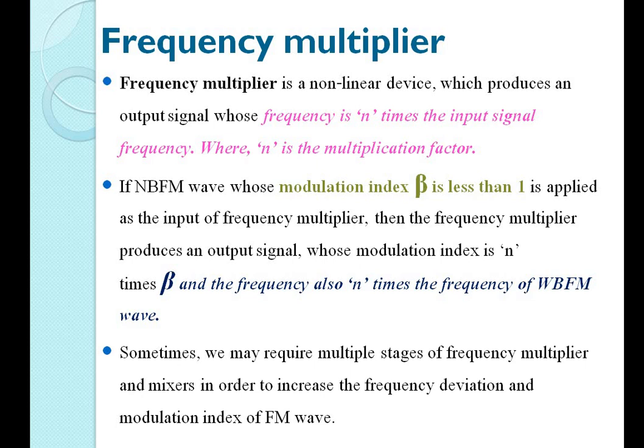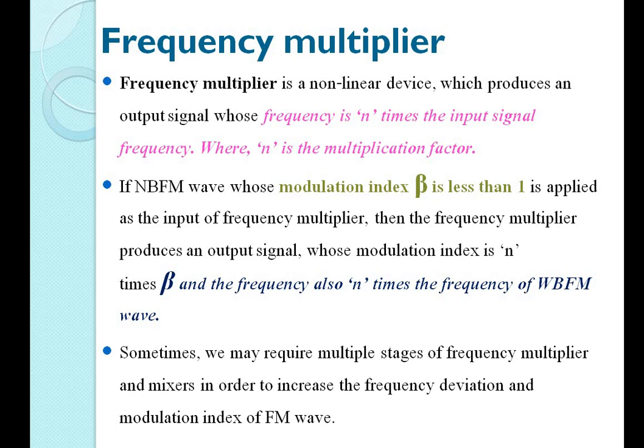Okay, so a frequency multiplier uses a non-linear device which produces an output signal whose frequency will be n times that of your input signal frequency. Okay, n is your multiplication factor. So in a narrowband frequency modulation wave, the modulation index beta is less than 1, which is applied as an input to the frequency multiplier. Then the frequency multiplier produces an output whose modulation index is n times that of your beta. Yes or no? I hope you are getting what I am saying.